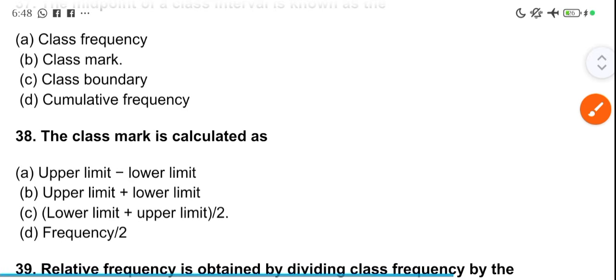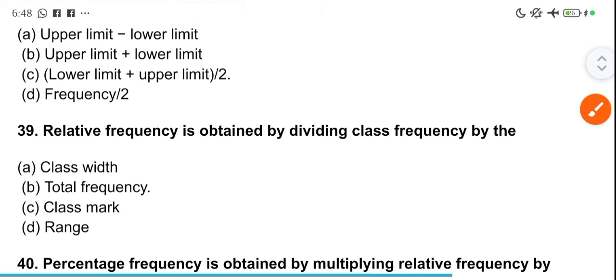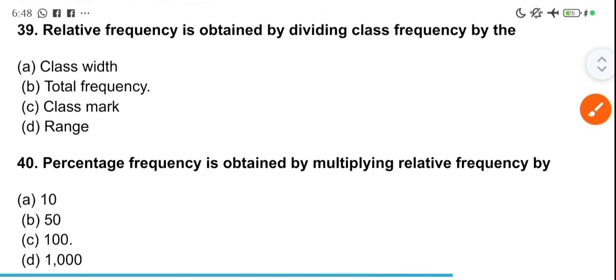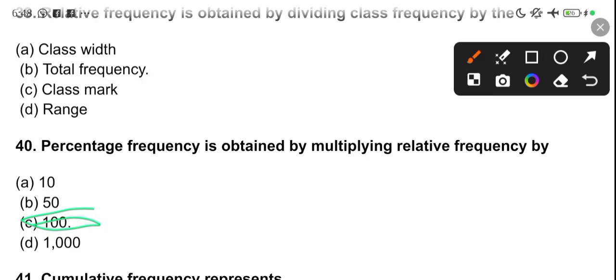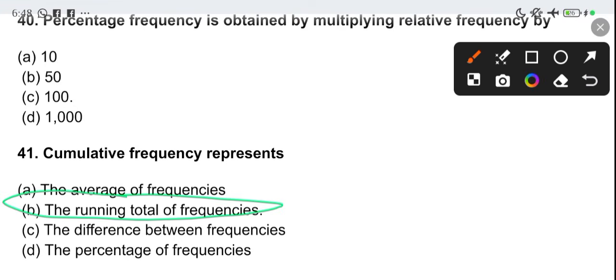Right. The class mark is calculated as the lower limit plus the upper limit, divided by 2. Remember, it is the midpoint, so divided by 2. The relative frequency is obtained by dividing the class frequency by the total frequency. That's how you get the relative frequency. Percentage frequency is obtained by multiplying the relative frequency by 100. Cumulative frequency represents the running total of frequencies. So we just add all the frequencies together. That is known as the cumulative frequency.